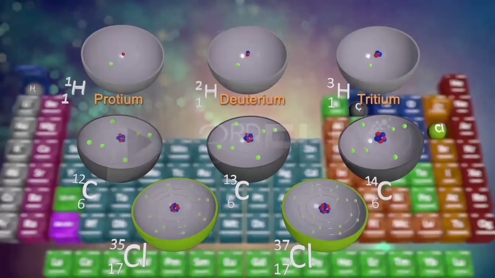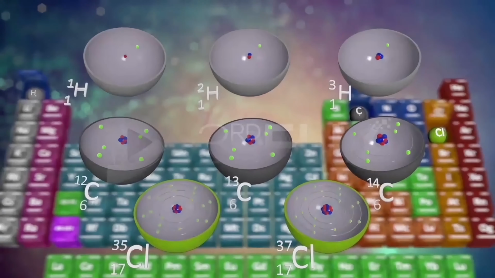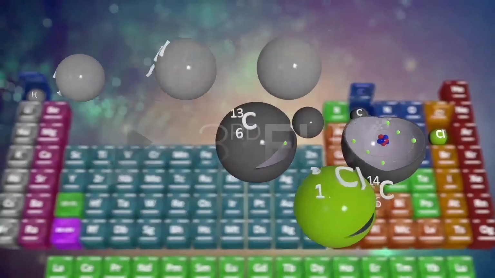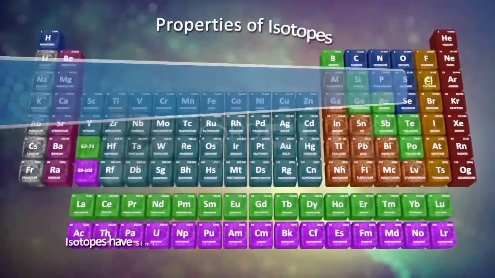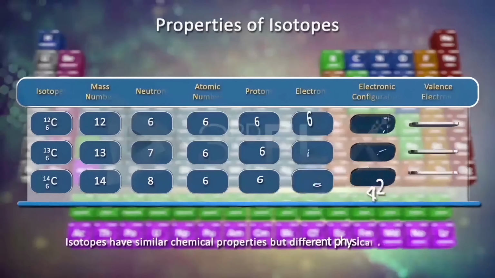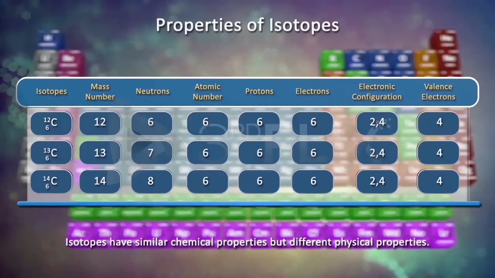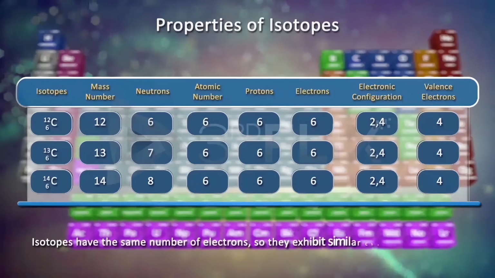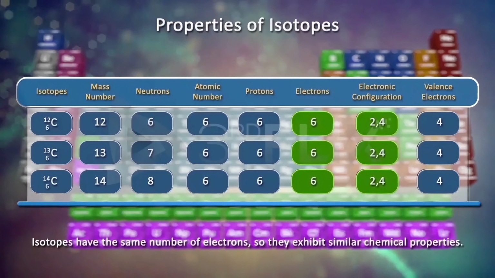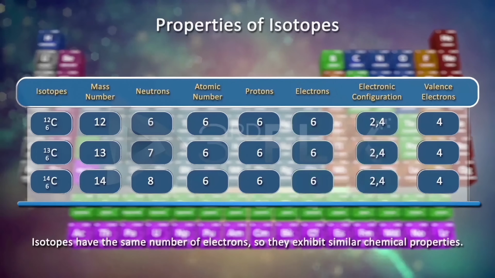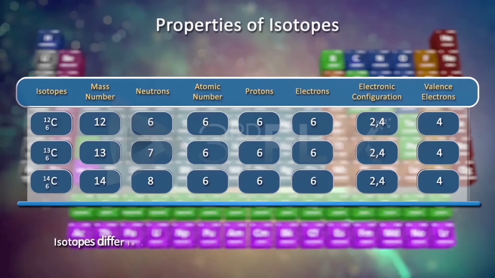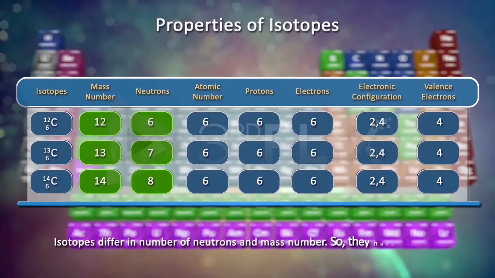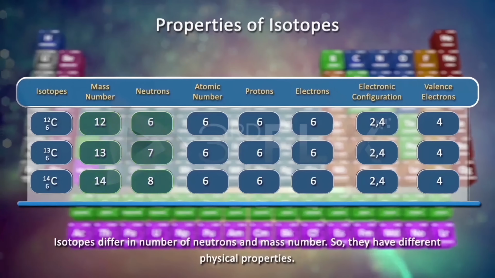As the atomic number of isotopes is the same, they occupy the same position in the periodic table. Isotopes have similar chemical properties, but different physical properties. Isotopes have the same number of electrons, so they exhibit similar chemical properties. Isotopes differ in the number of neutrons and mass number, so they have different physical properties.